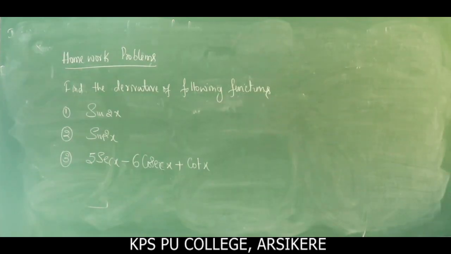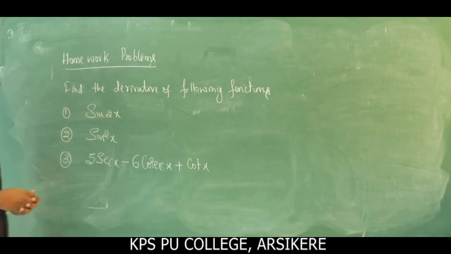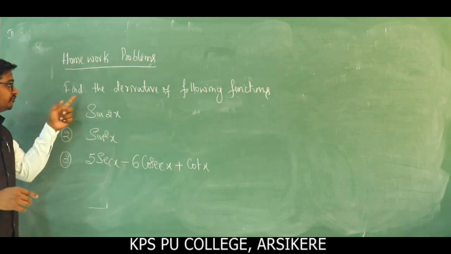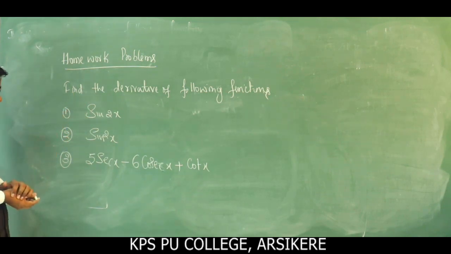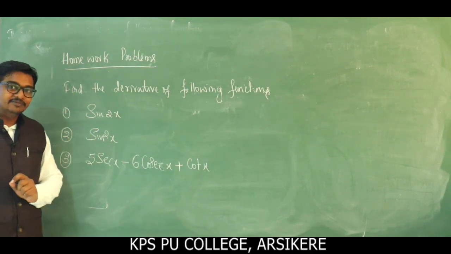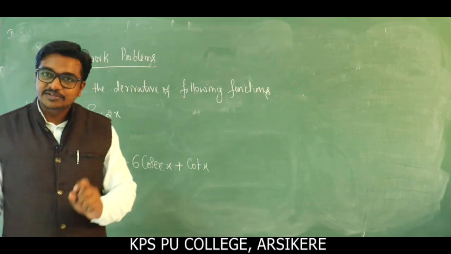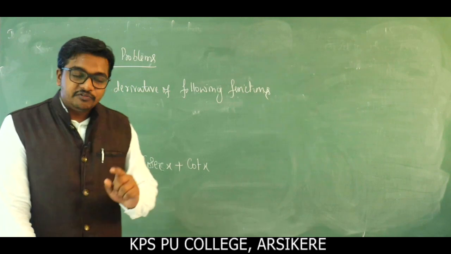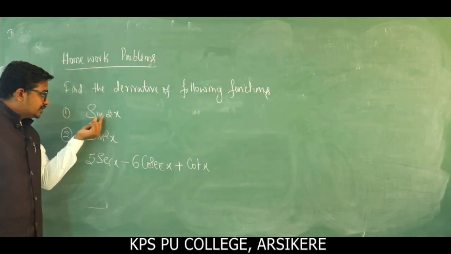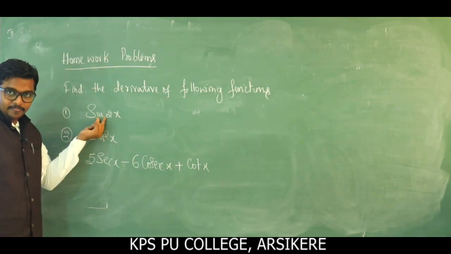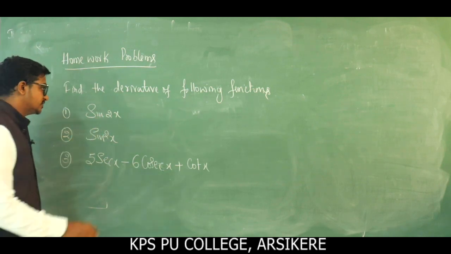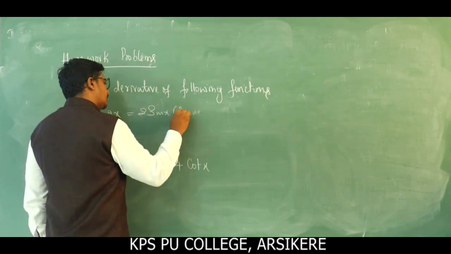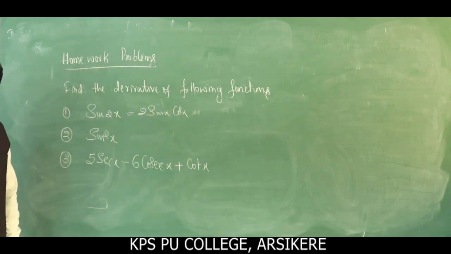Now dear students, we are moving to the homework problems. These homework problems are in the notes library. Clear? Okay. First one, find the derivative of the following functions. In that first one we have sin of 2x. Remember, we know the derivative of sin x, not of sin of 2x, right? So for that purpose we have to write this function using the formula of sin of 2x. This can be written as 2 sin x into cos x.